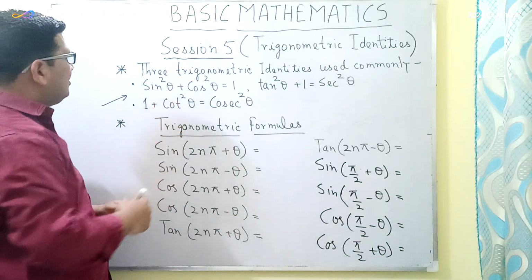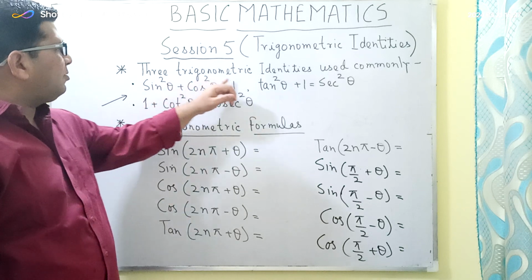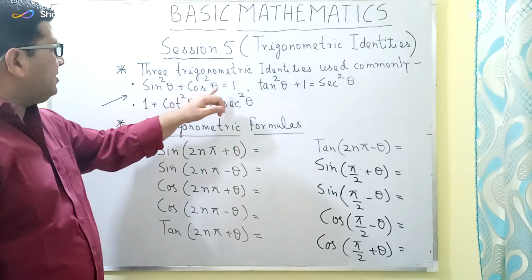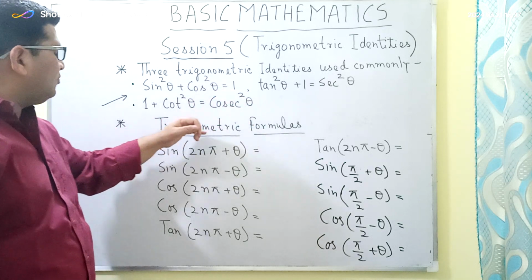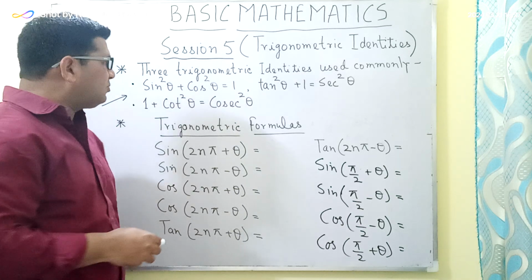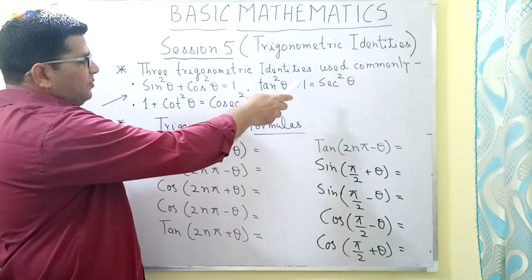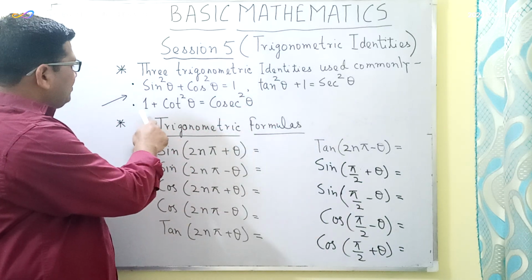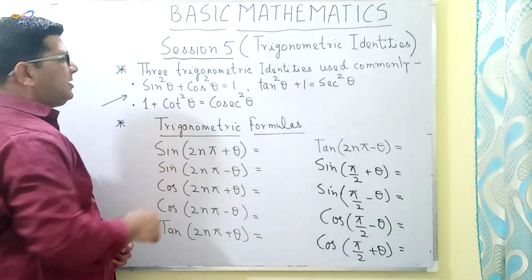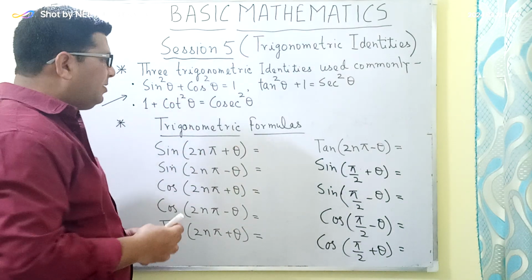The first one is that the most commonly used 3 trigonometric identities are these, which you all need to remember. The first one is sin square theta plus cos square theta is equal to 1. Second one is tan square theta plus 1 is equal to sec square theta. Third one is 1 plus cot square theta is equal to cosec square theta.